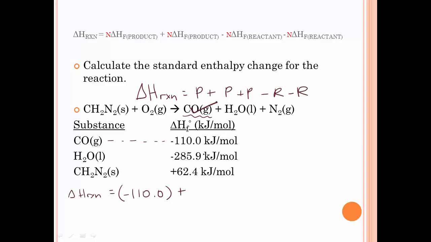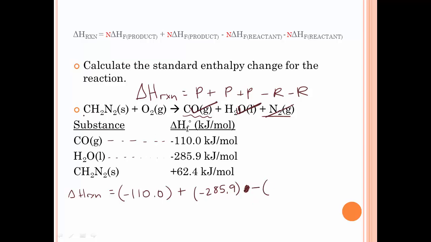Next we move on to the H2O liquid. So we add 1 of those, negative 285.9, and we add, put a little check mark there. Next we add our nitrogen. Well, that one's 0, so I'm not even going to include it. Now we subtract our reactant. So I'm going to change that to a minus sign.